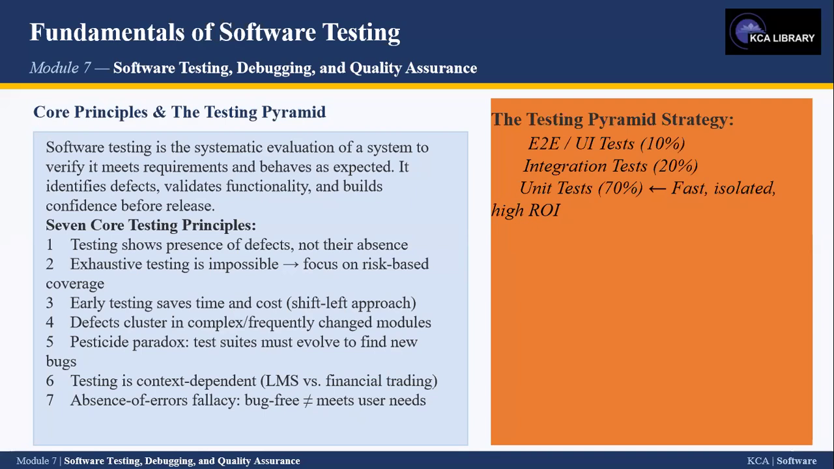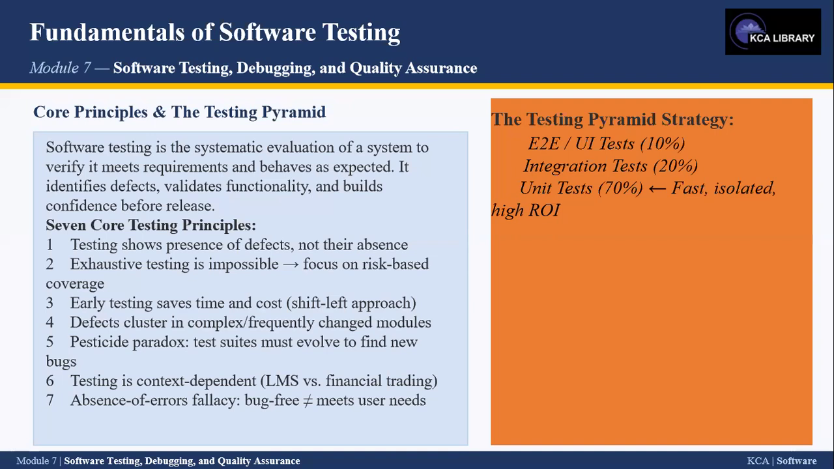Software testing systematically evaluates whether a system meets requirements. Seven core principles are: testing shows presence of defects, not their absence. Exhaustive testing is impossible; focus on risk-based coverage. Early testing saves time and cost, shift left. Defects cluster in complex or frequently changed modules.